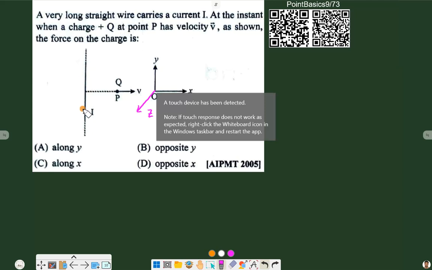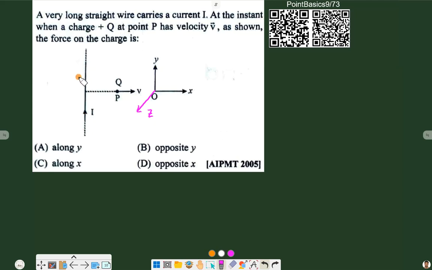So the direction of the magnetic field due to this wire will be, on the left-hand side the field will be coming from the back of the wire, and on the right it will be going into the back of the wire. So the field will be in closed loops. On the left side it will be coming from the back of the wire, and on the right side it will be going into the back of the wire. So at this point P, the direction of the magnetic field will look like this at point P.